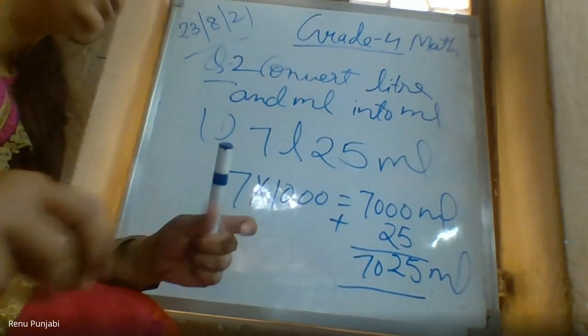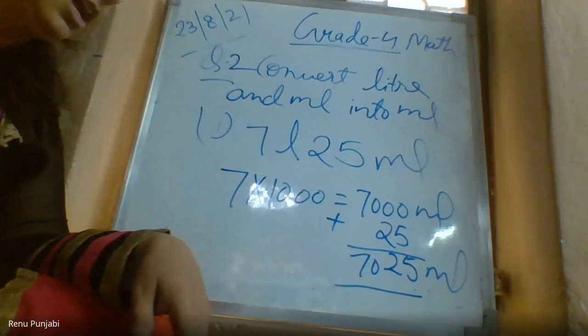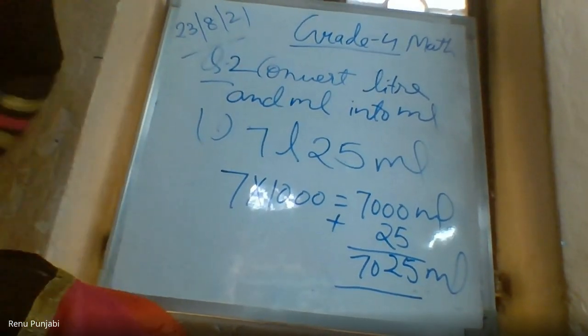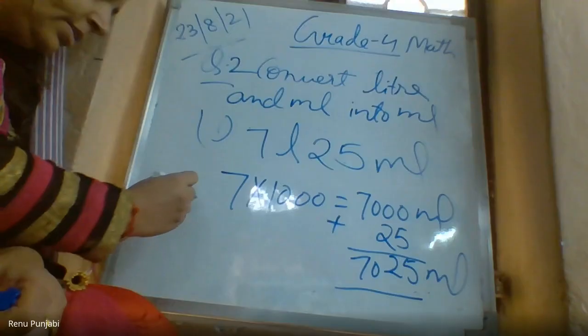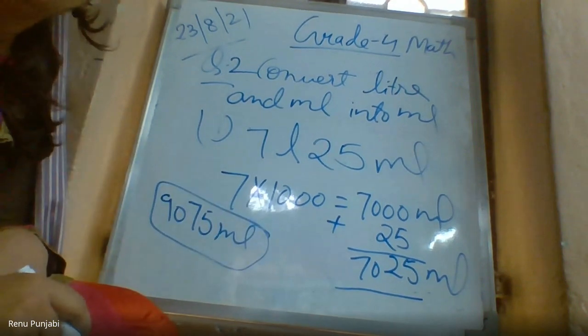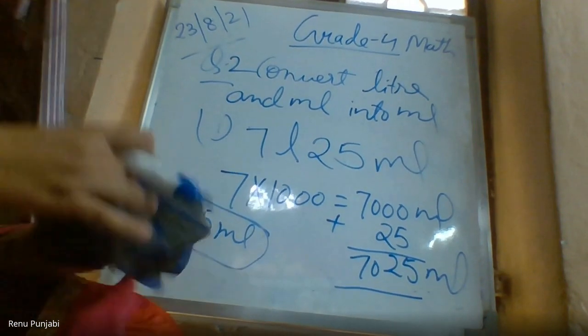Okay. Pritika, please try. 9 liter and 75 milliliter. The answer is 9,075 milliliter. Don't forget to write the unit after the number. So how will I write 9,075 milliliter? 9075, and milliliter will be this. This is the way of writing the answer. Clear, everyone?